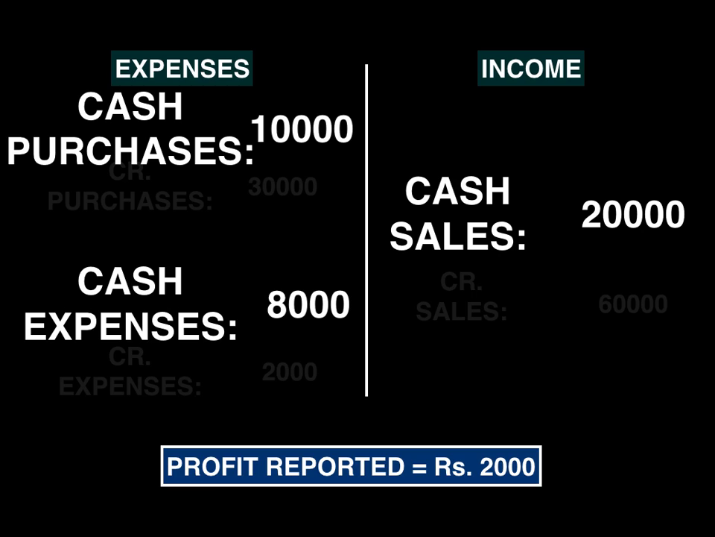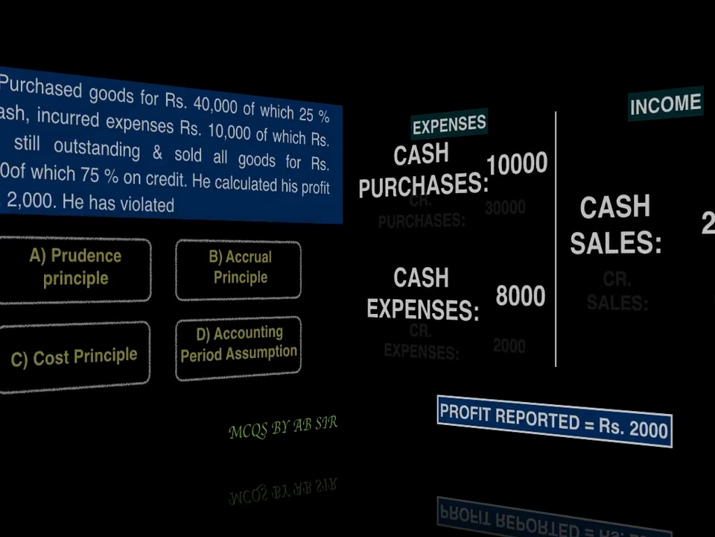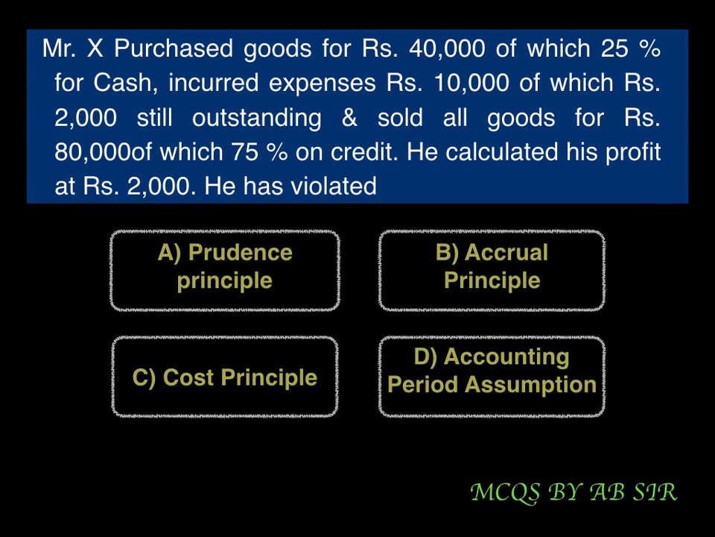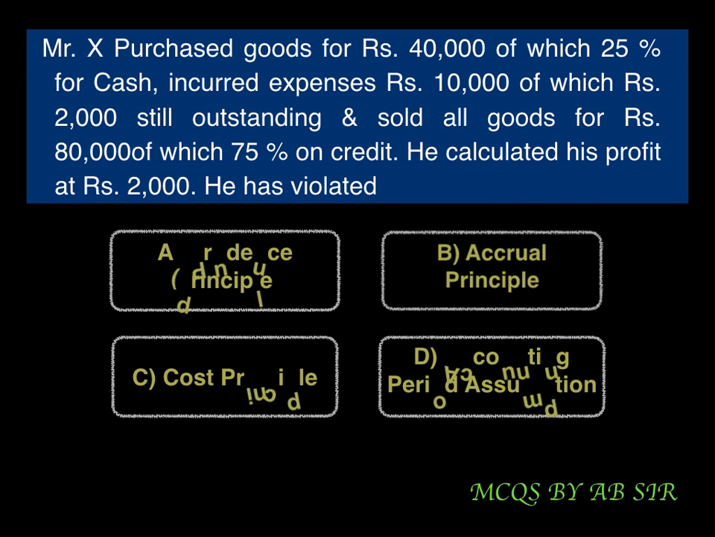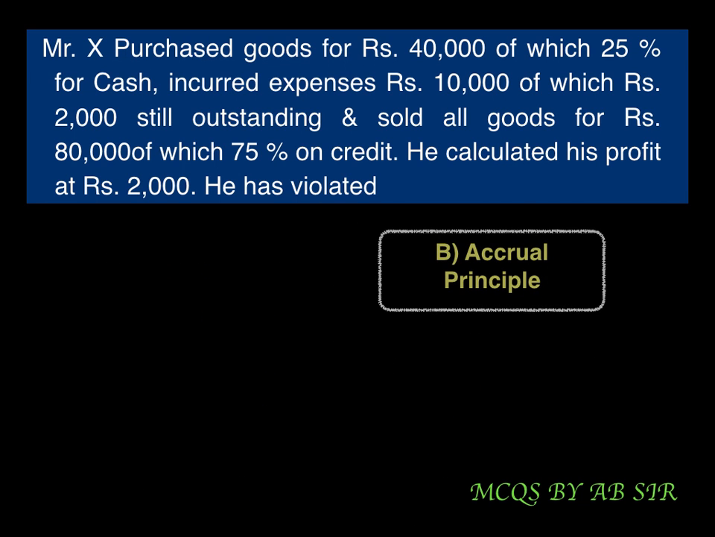So let's come back to the question, which principle was violated? So the principle violated was, yes, accrual, right? They should have taken into consideration the cash transactions as well as the credit transactions. But what they did is they ignored the credit transactions and took into consideration only the cash transactions, right? So the principle violated is accrual.